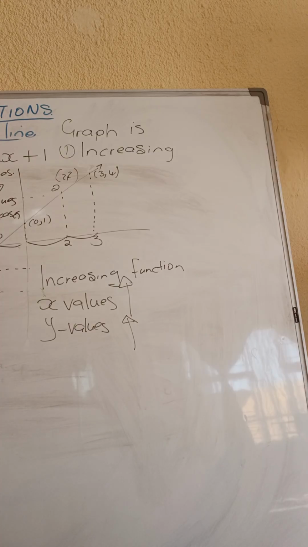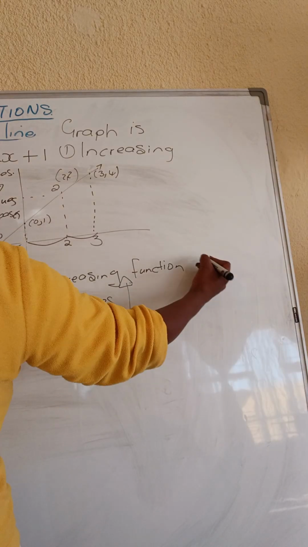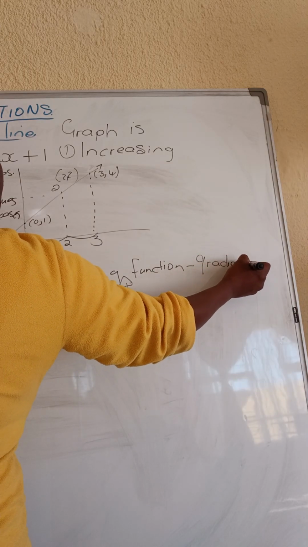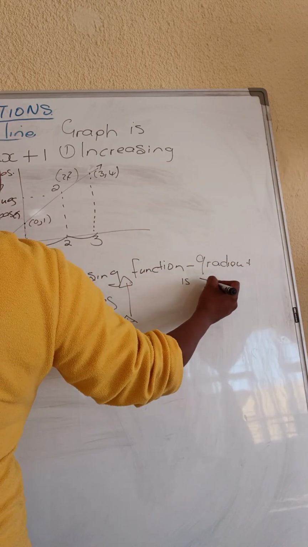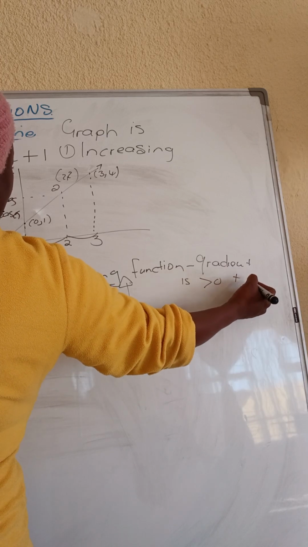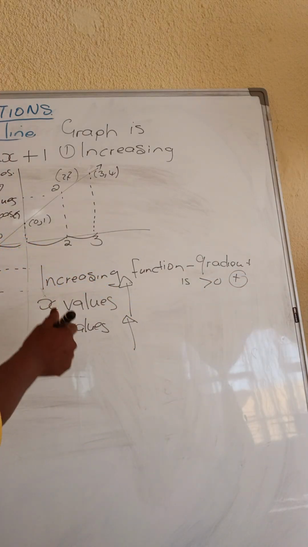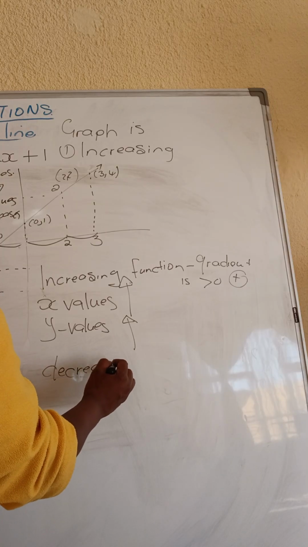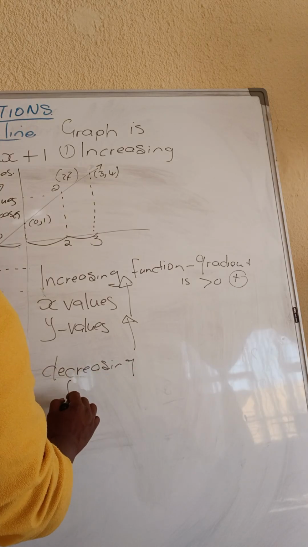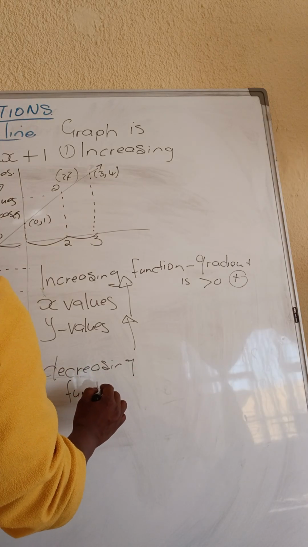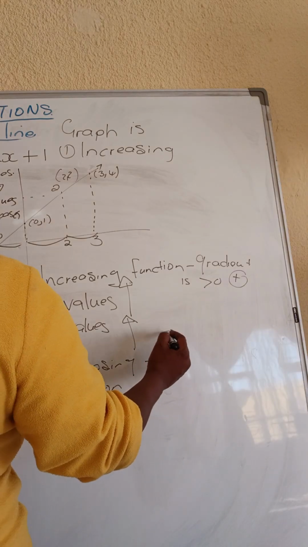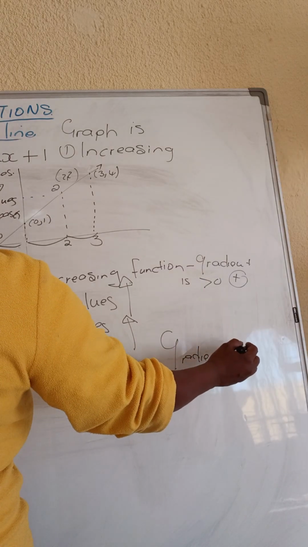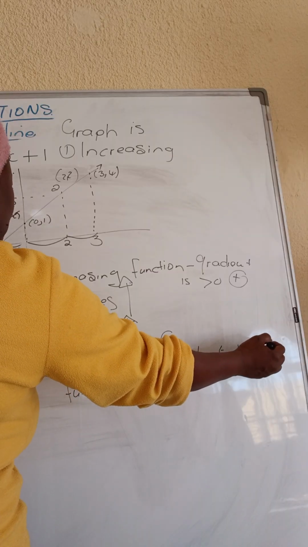The gradient is what? Is positive. The gradient is greater than 0. Some would say it is positive. Whereas with the decreasing function, we saw that the gradient is what? Less than 0.